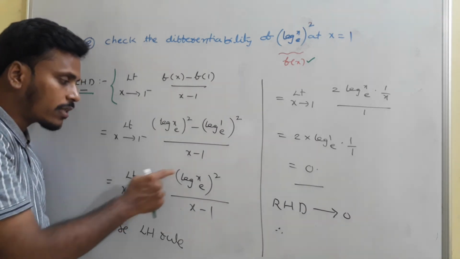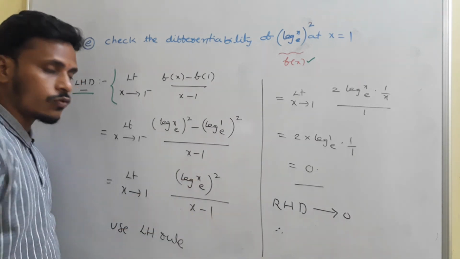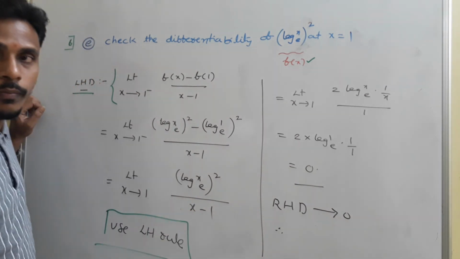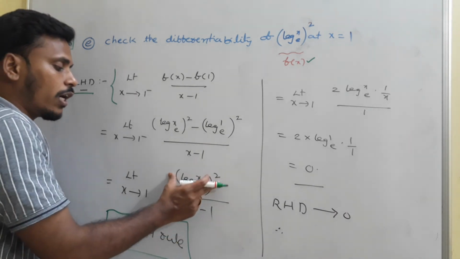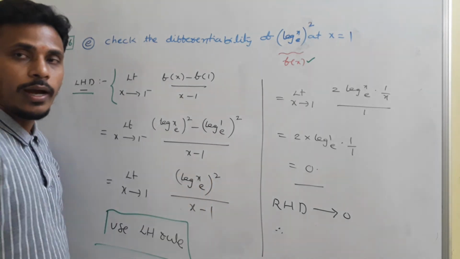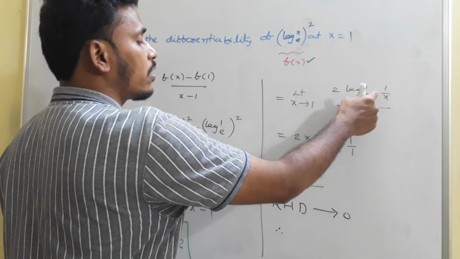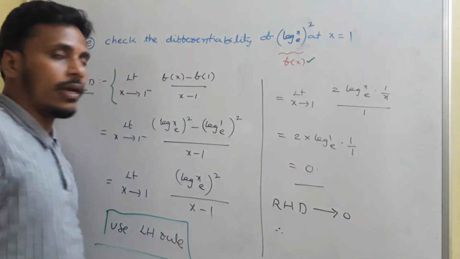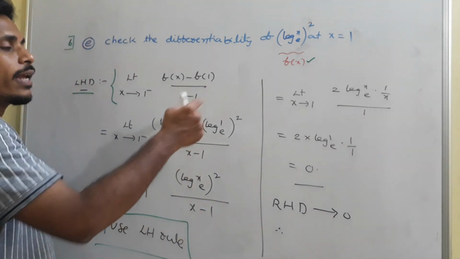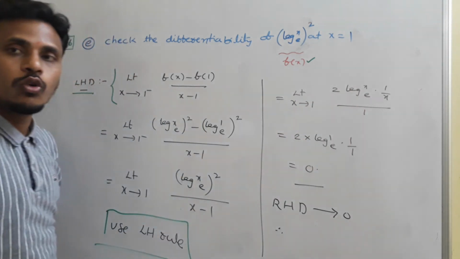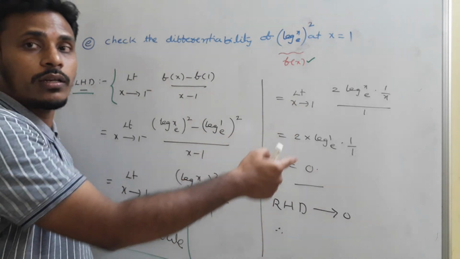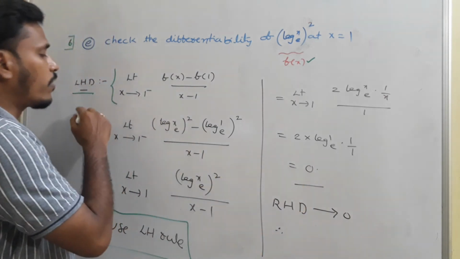Now directly if you replace x with 1, log 1 is 0 and 1 minus 1 is 0, so it is of the form 0 by 0. So use L'Hospital rule. The next step is derivative of numerator by derivative of denominator. For the numerator log x base e whole square, its derivative is 2 log x base e into the derivative of log x, which is 1 by x, divided by the derivative of the denominator, which is 1. The limit as x tends to 1 of 2 log x base e into 1 by x: replacing x with 1, you are left with 0. So the left hand derivative is 0.